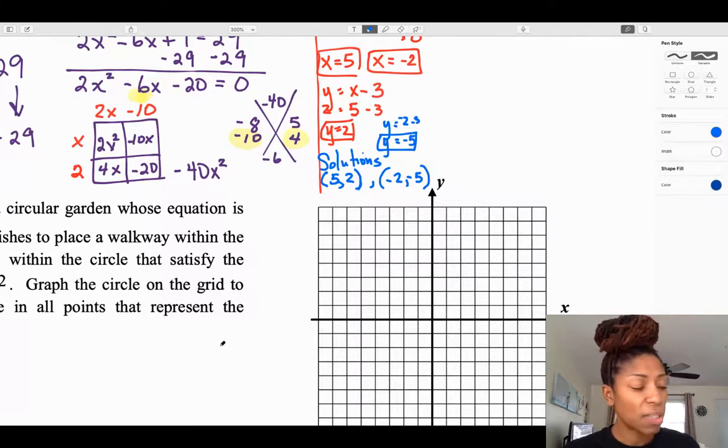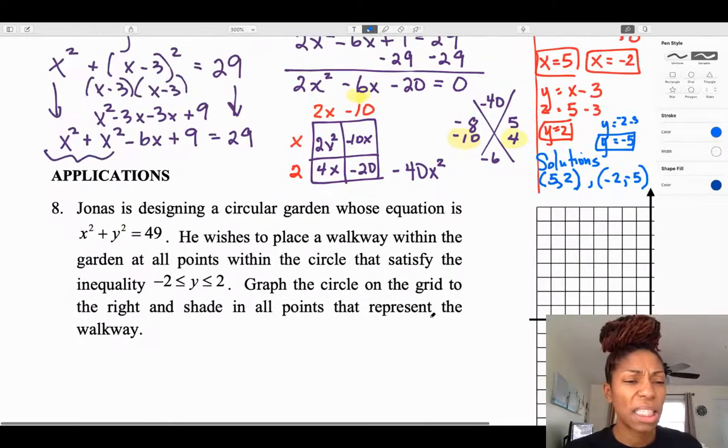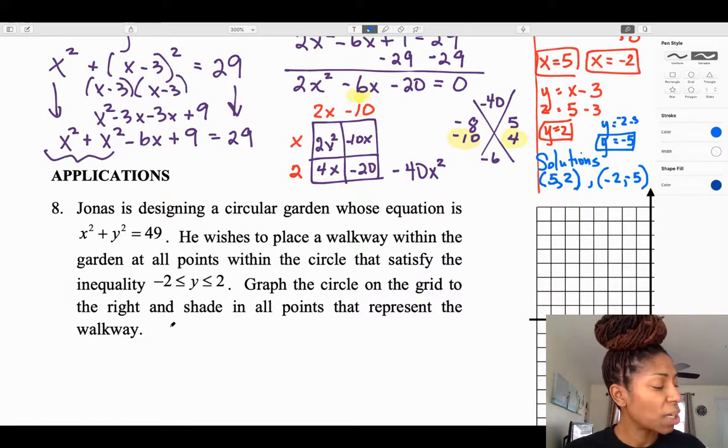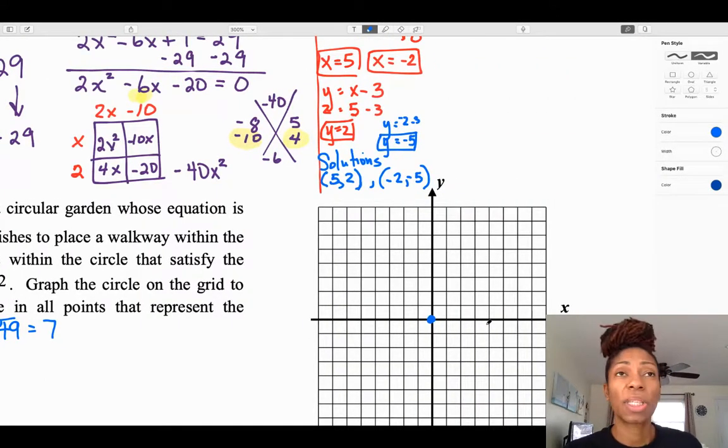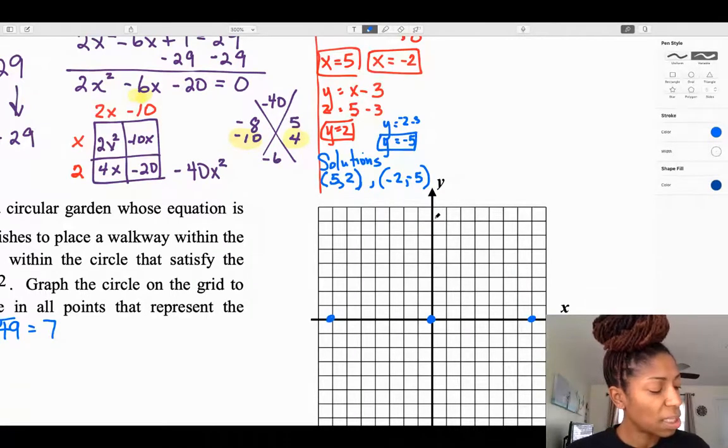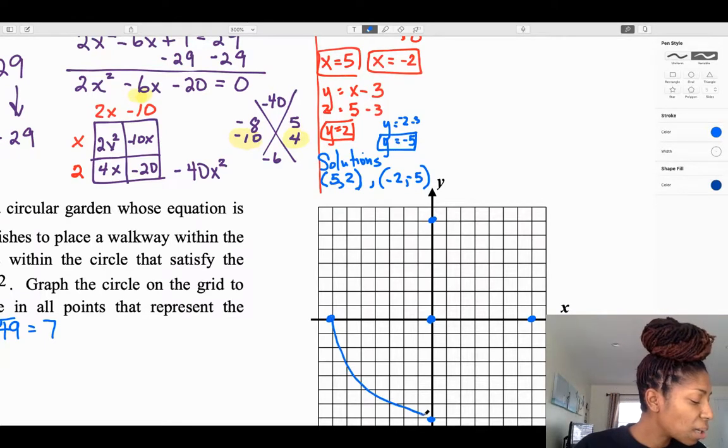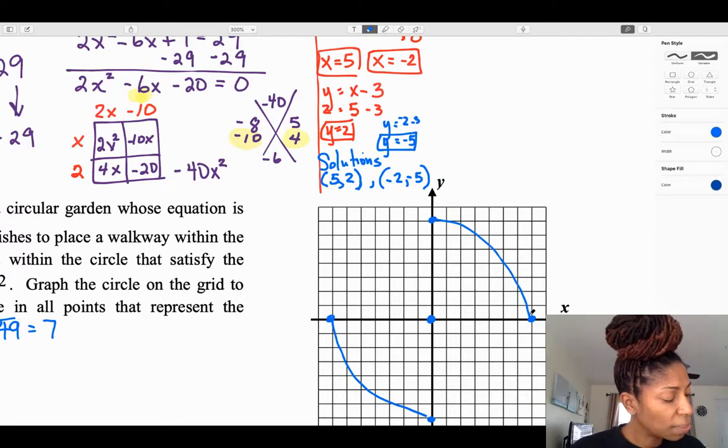So the circle is centered at 0, 0, and the radius is 7 because the square root of 49 is 7. So I count 7 units up, down, left, right. 1, 2, 3, 4, 5, 6, 7. And then I draw my circle as best I can. There you go.